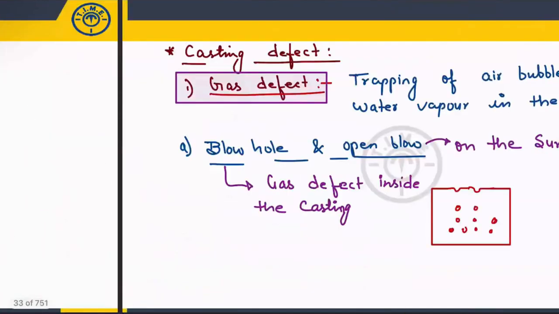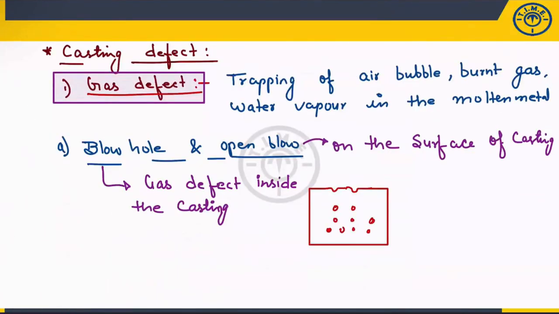Right? Now, there will be some kind of defects. Maybe from these defects they can frame the question. So let me summarize these defects. The gas defect means any kind of gases will be trapped, and after the solidification they will result into the defect which is called the gas defect. So trapping of air bubbles, burnt gases, water vapor in the molten metal. Okay, this results into the gas defect.